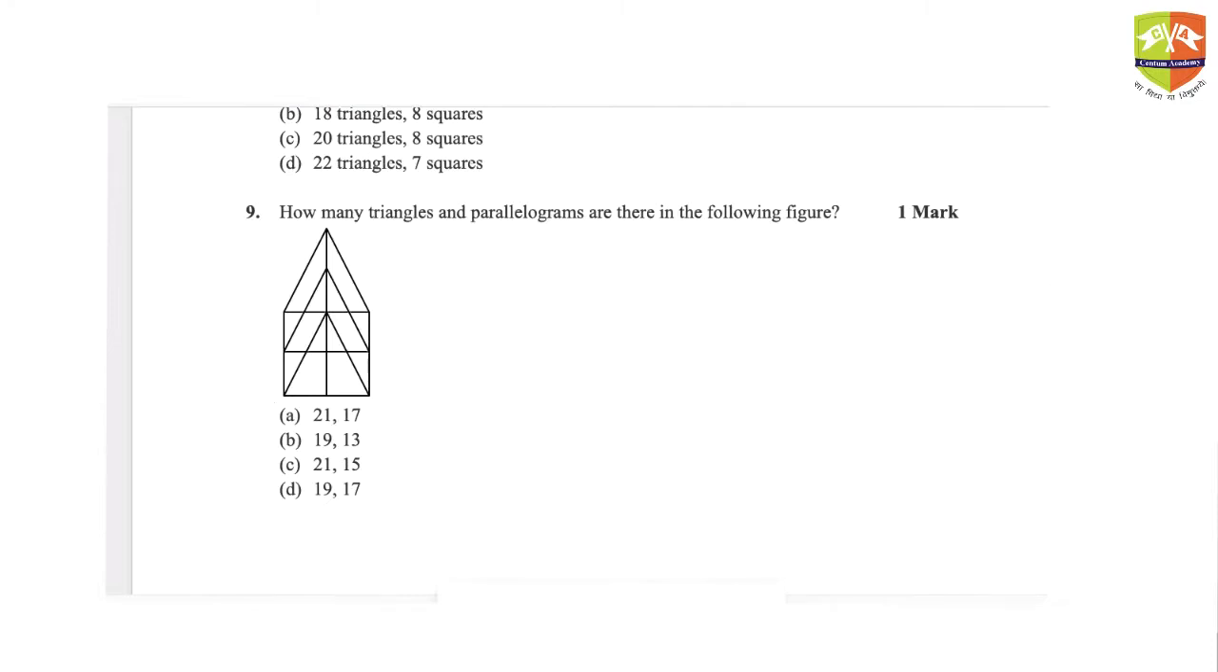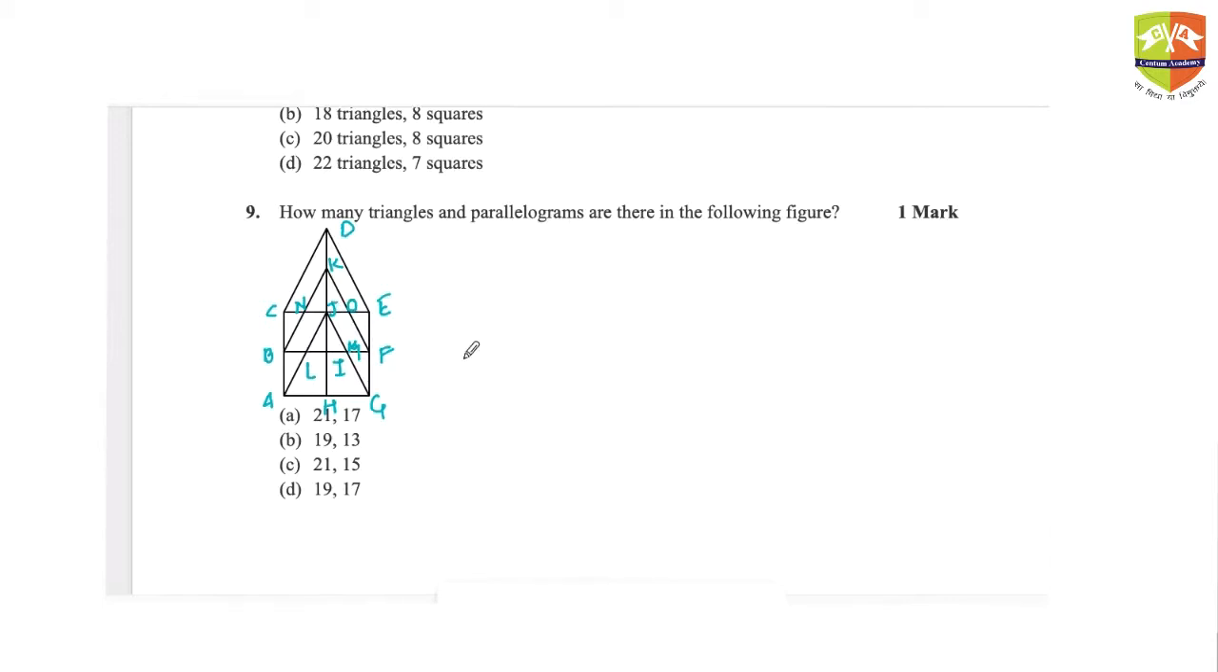Let me mark it. So this is A, B, C, D, E, F, G. Then this is H, I, J, K. Then this is L, this is M, this is N, and this is O. So I hope I have marked all of them. Yes, I have marked everything.